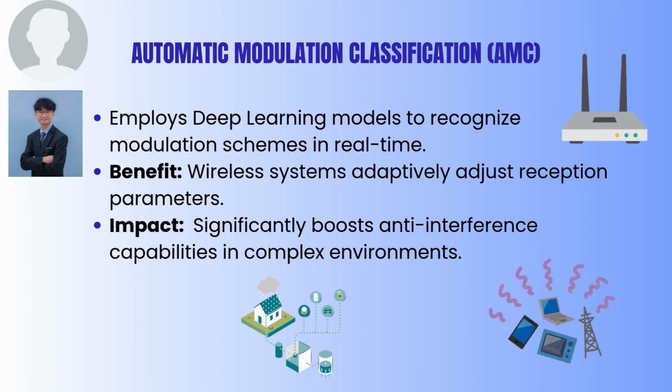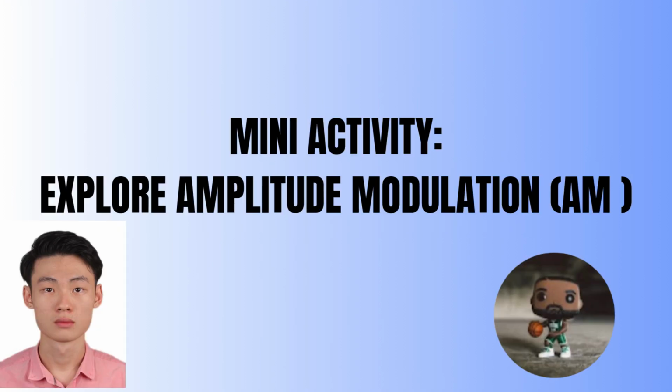In terms of societal impacts, AMC significantly enhances anti-interference performance in ground electromagnetic environments, improving communication reliability for emergency response systems, defense applications, and modern smart communication networks.